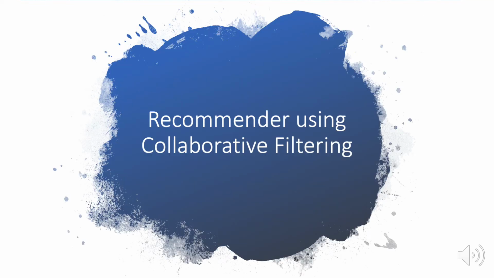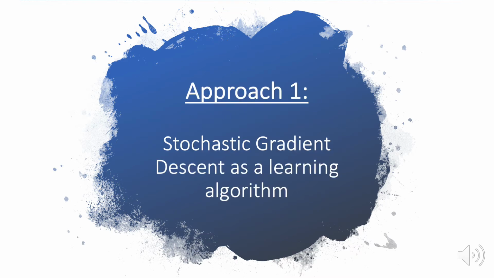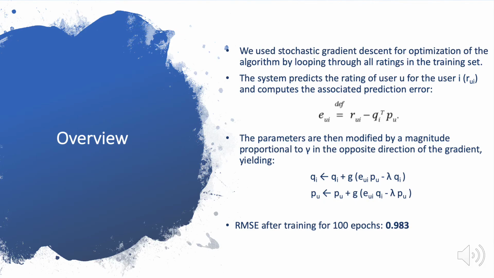So, starting with the actual implementation, initially we tried to use a non-deep learning method to implement collaborative filtering, which is by using the simple stochastic gradient descent as learning algorithm. We used the SGD learning algorithm to create latent user and movie feature matrices based on loss between the two matrices. By this we obtained a final RMSE value of 0.983.